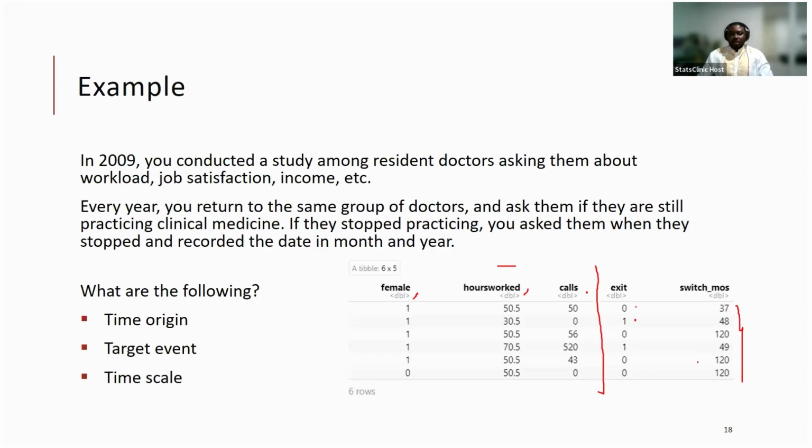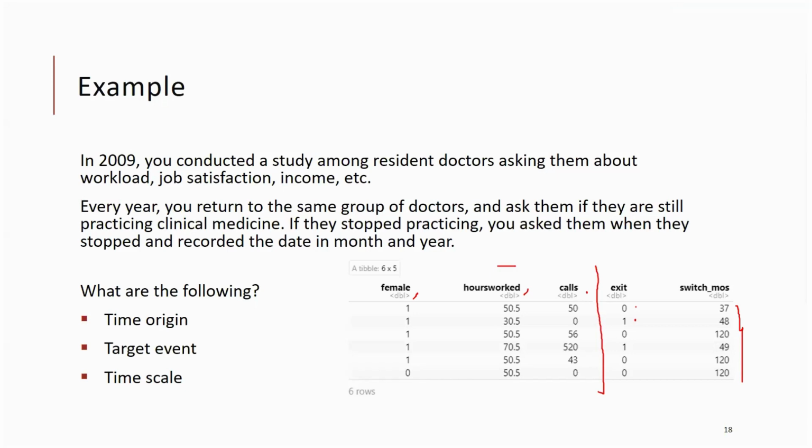I want somebody to tell us what the time origin is in this study. Anyone, whether you've spoken today or not. Hello? Yes, hi. The voice is a little low. Nobas, you are speaking. Please go ahead.